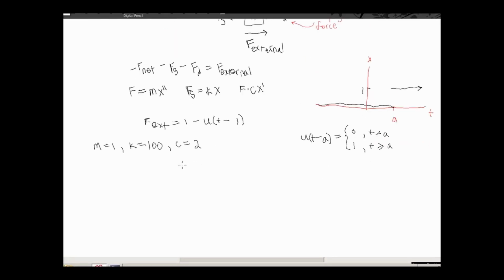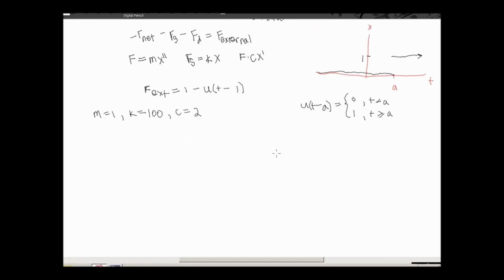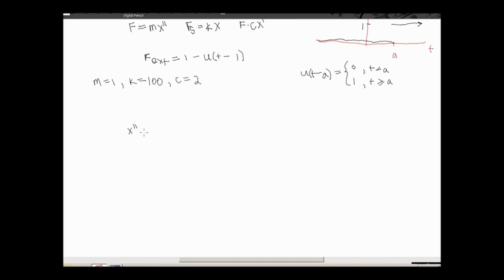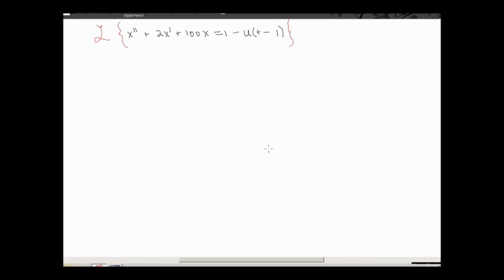So if we let the mass of the block equal 1, the spring constant equal 100, and the damping coefficient equal 2, our differential equation looks like this. Okay, so we're going to take the Laplace transform of this. And since our initial conditions are 0, it makes taking the Laplace transform much easier, which is why I chose them to be 0.